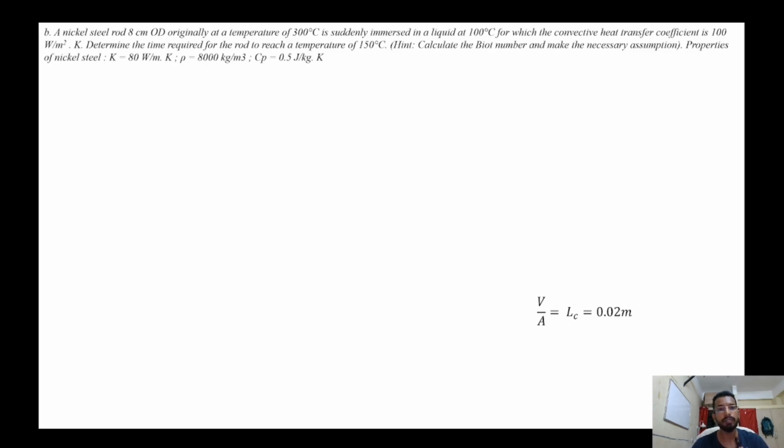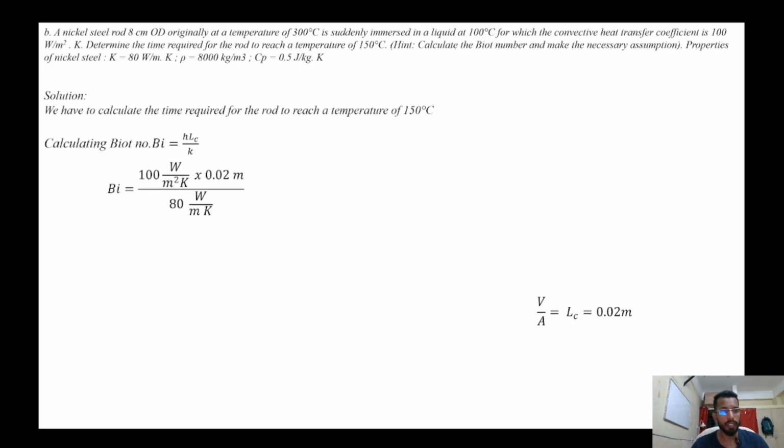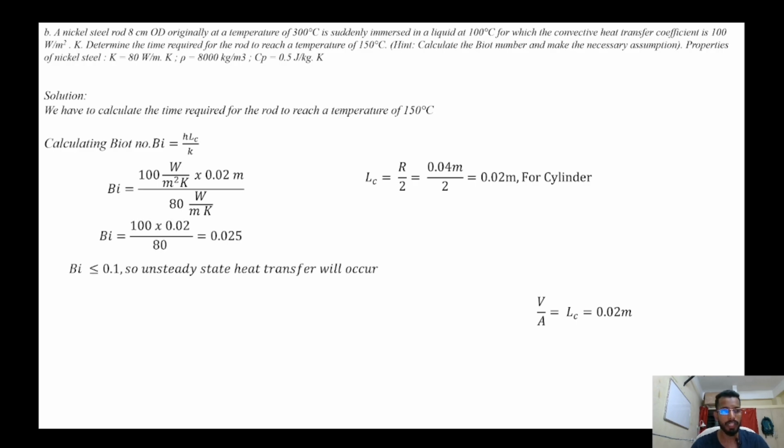So very first thing, we will calculate the Biot number. Biot number is this. Since it is unitless, we will get a unitless value. LC is the characteristic length. For cylinder it is R by 2. For sphere it is R by 3. So you will get Biot number 0.025. If Biot number is less than or equal to 0.1, so unsteady state heat transfer will occur, and the formula is this.